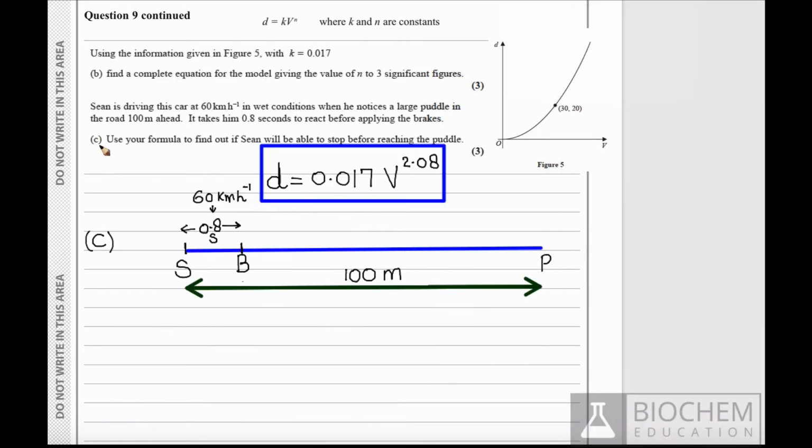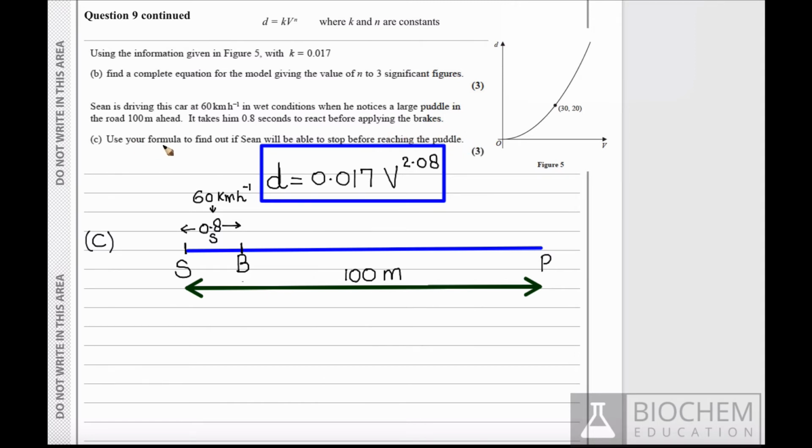Question 9 part C. Sean is driving this car at 60 kilometers per hour in wet conditions when he notices a large puddle in the road 100 meters ahead. It takes him 0.8 seconds to react before applying the brakes. Part C. Use your formula to find out if Sean will be able to stop before reaching the puddle.